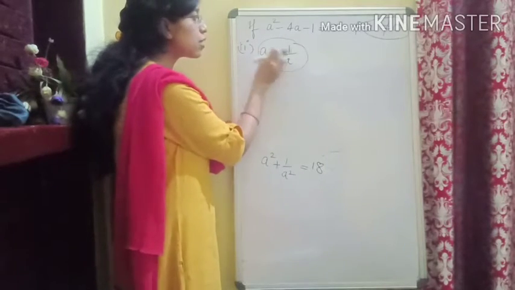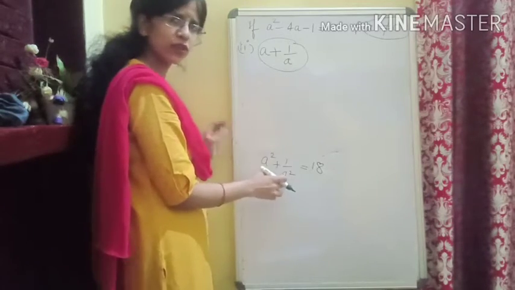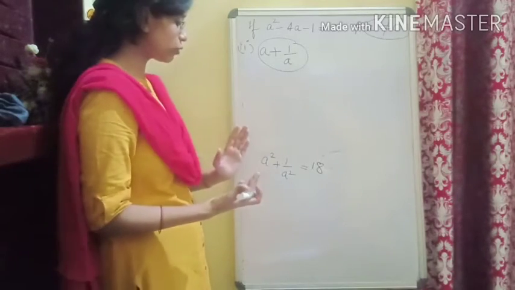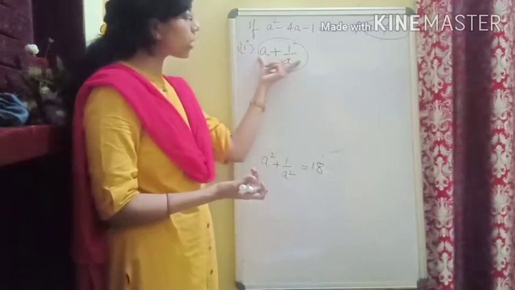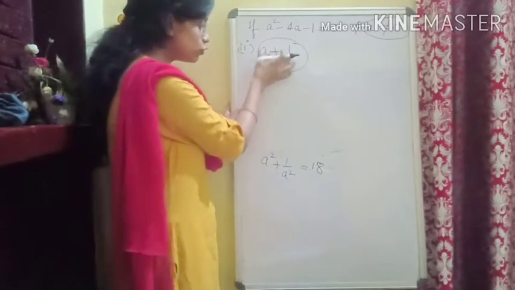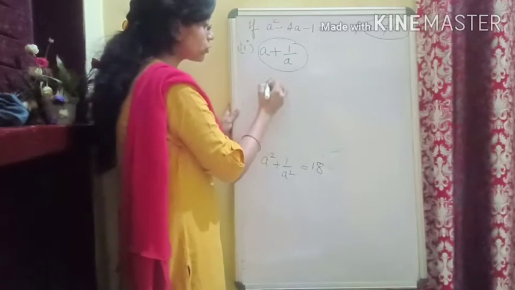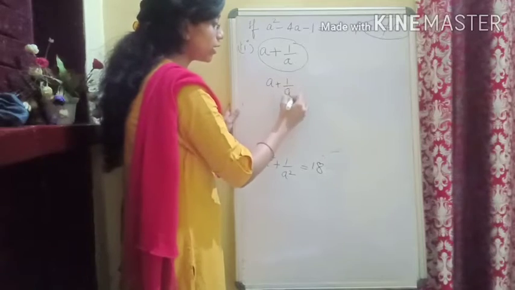So since this is with a single part and we are given the value of a square plus 1 upon a square, it is exactly the same question. Like if this is given and you have to calculate this, what will you do? You simply square the given term, because you have to reach this point. So it will be a plus 1 upon a.